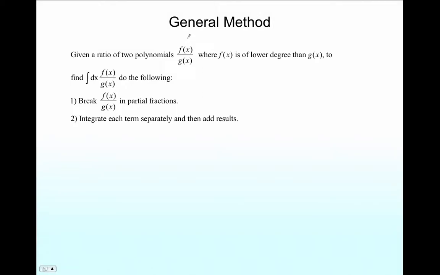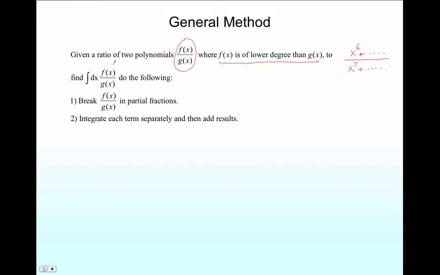Let me now summarize the general method of dealing with a ratio of two polynomials. Suppose we have f of x over g of x, where f is of lower degree than g. That means that at the top we can have something like x to the 6 plus x to the 5 plus whatever. At the bottom we must have at least something like x to the 7th plus something further on. All of these are decreasing powers of x.